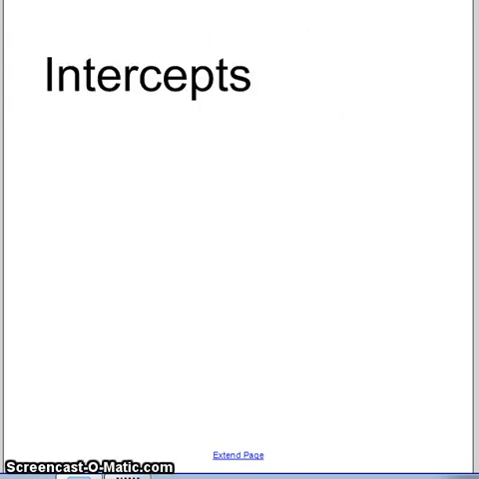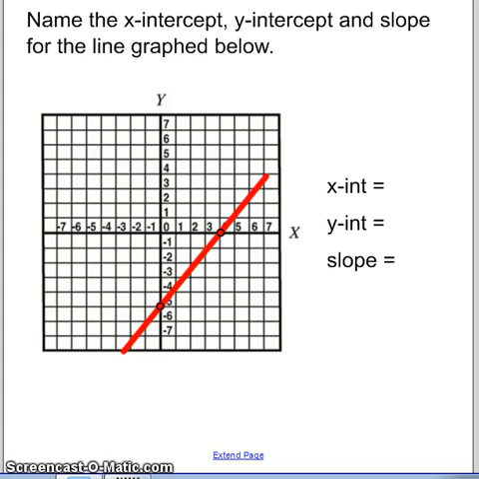The next thing we need to talk about are the intercepts of a line. The intercepts are simply where the line crosses the different axes. So the x-intercept is going to be where the line crosses the x-axis, which in this case is right here. The x-intercept is 4. The y-intercept is this point down here where it crosses the y-axis, which is -5.